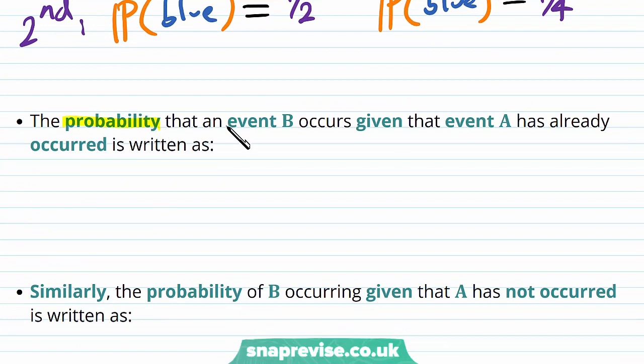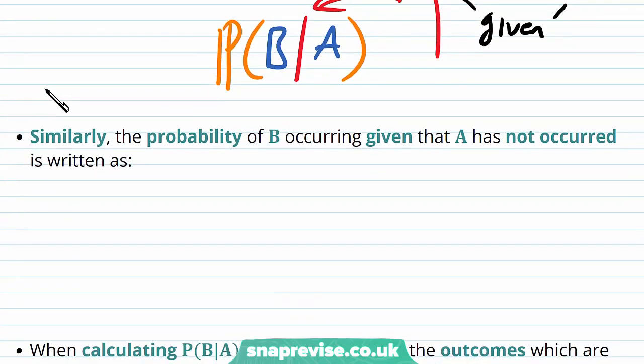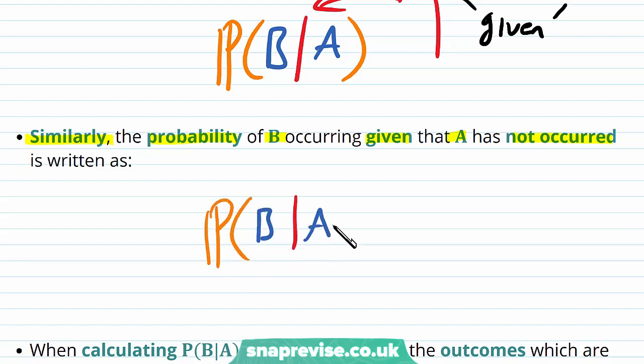The probability that an event B occurs, given that an event A has already occurred, is written as the following. We write the probability of the event B, and then we draw a line, and that means given event A has occurred. Again, this straight line means the word given. Similarly, the probability of B occurring given that A has not occurred is written as the probability of event B given A complement.